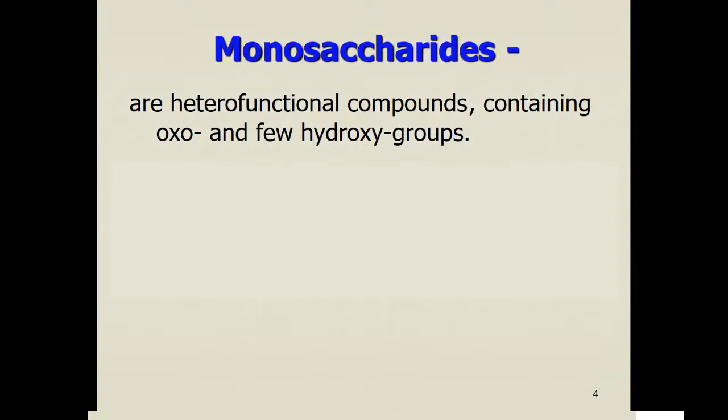Monosaccharides, let us start first to understand their structure and chemical behavior. So monosaccharides are heterofunctional compounds. They contain an oxo group, it can be aldehyde, can be keto group, and a few hydroxy groups. That's why we can say that monosaccharides are polyols, oxo-polyols, so polyalcohols because of at least 2 hydroxy groups.